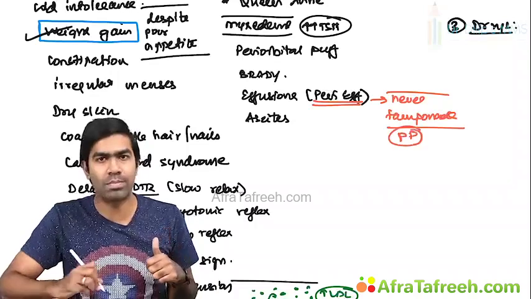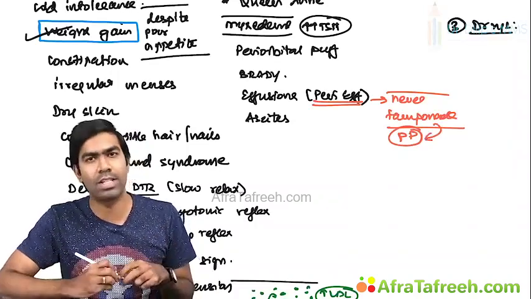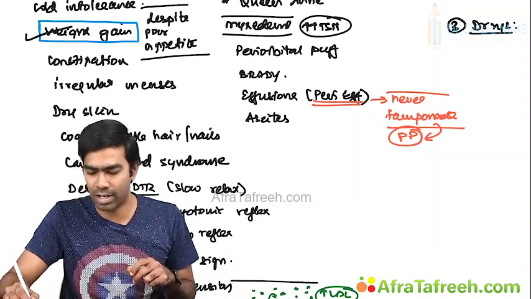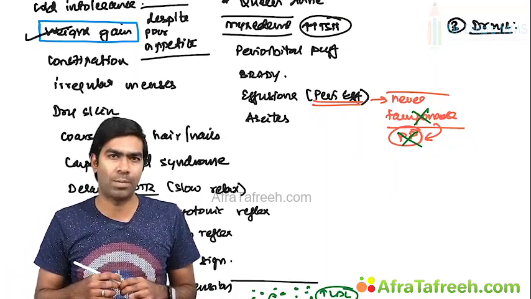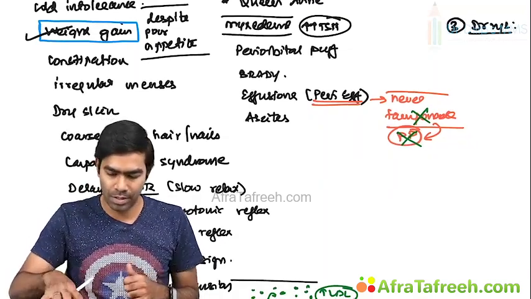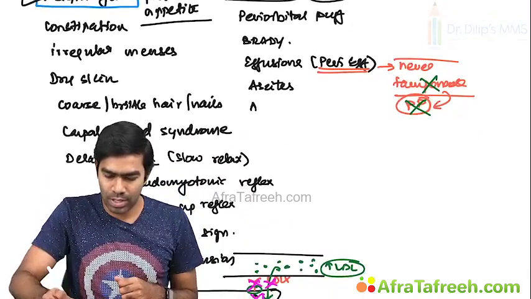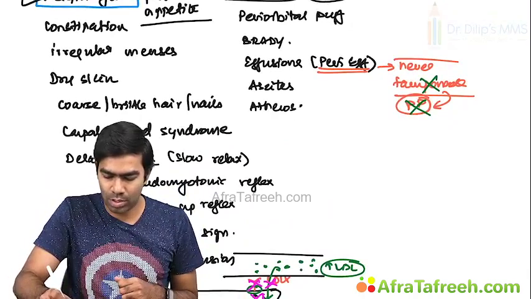So never tamponade, in the sense, why I told you this point is that in the 2015 NEET exam, there was one very interesting question. They asked which of the following is not a feature of hypothyroidism. The answer was pulsus paradoxus, because pulsus paradoxus is a feature of cardiac tamponade. Cardiac tamponade never happens in hypothyroidism, so pulsus paradoxus cannot happen in hypothyroidism as well. Fine. That's the idea. So they can result in atherosclerosis as well.